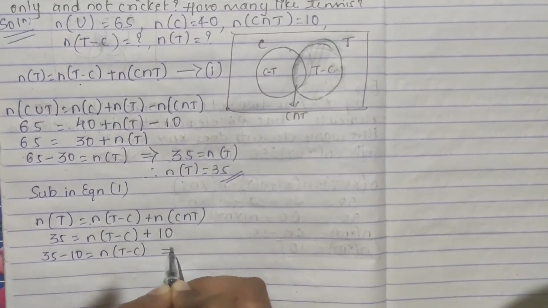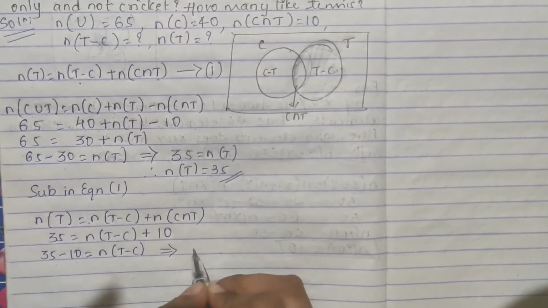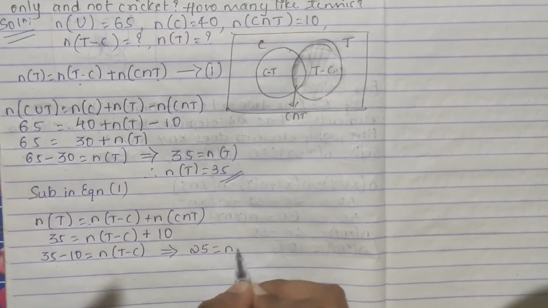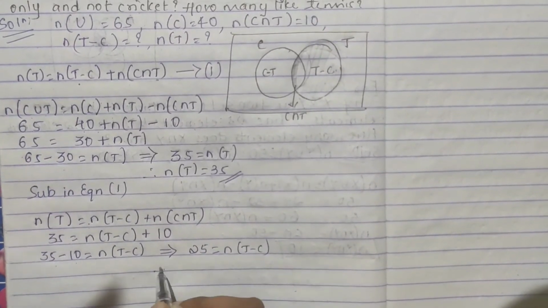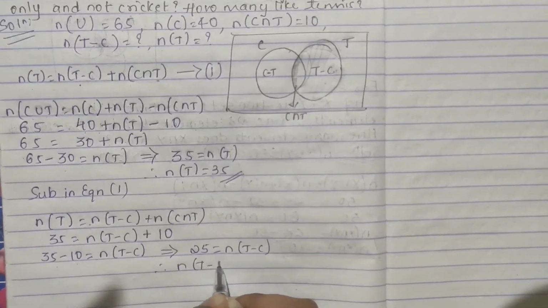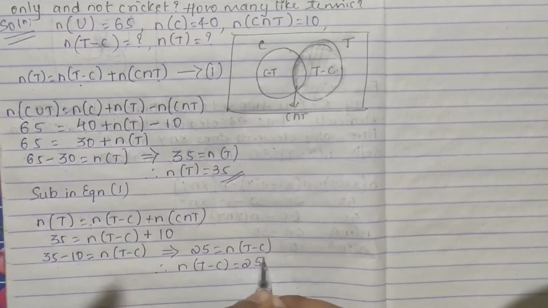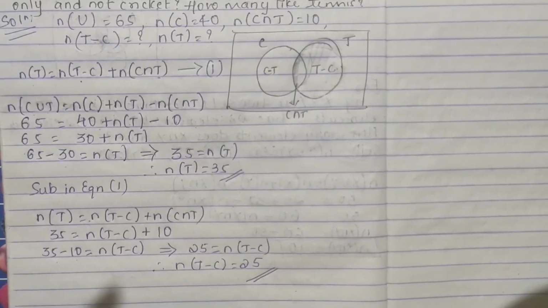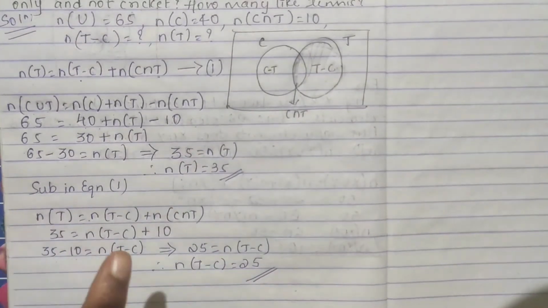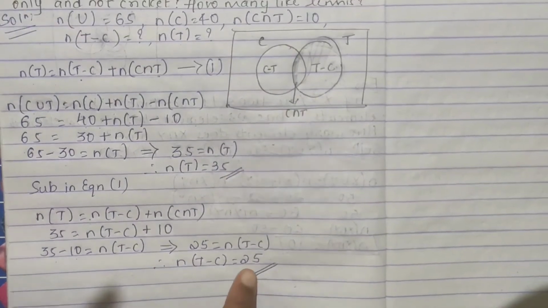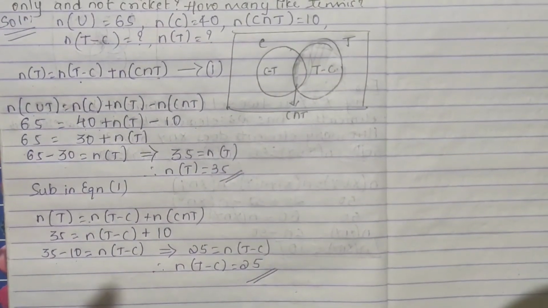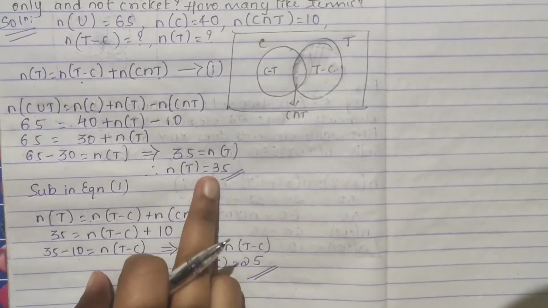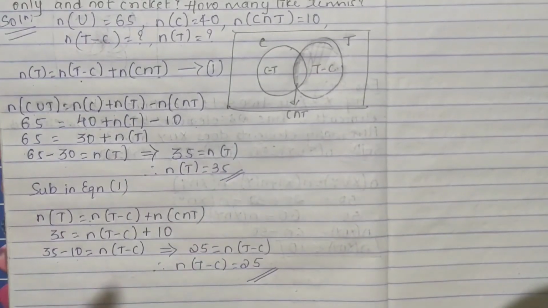I'm writing here, you can write it on the next line. 35 minus 10 is how much? 25. So this is N of T minus C. Therefore you can write N of T minus C is equal to 25. So N of T is 35 and N of T minus C is 25. So how many like only tennis and not cricket? They are 25. How many like tennis? They are 35. Understood? I hope it is clear.